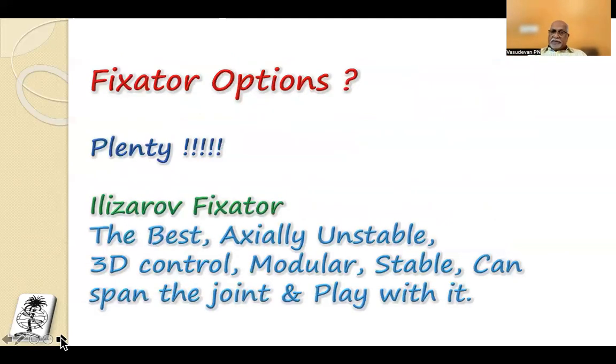So what are the fixator options? We have plenty of fixator options, but my favorite is the Ilizarov fixator because it is cheap, the best, and axially unstable with three-dimensional control. It's modular, depending on the situation you can modify it. An adequately stable fixator, and the most important part is you can span the joint and you can play with it with computerized or hexapod fixators, or any sort of advanced deformity correction strategies.